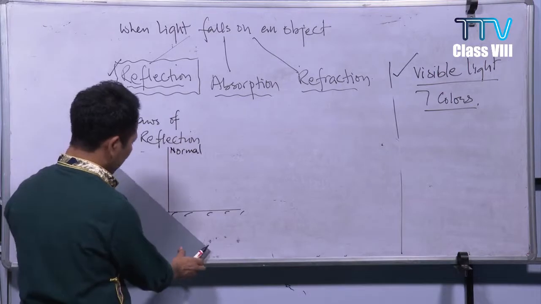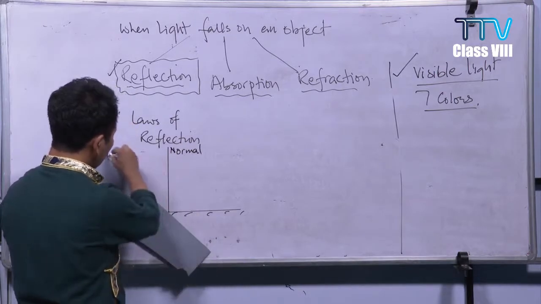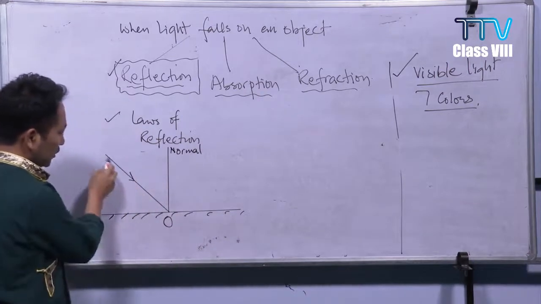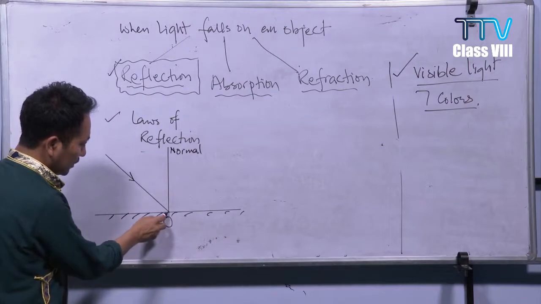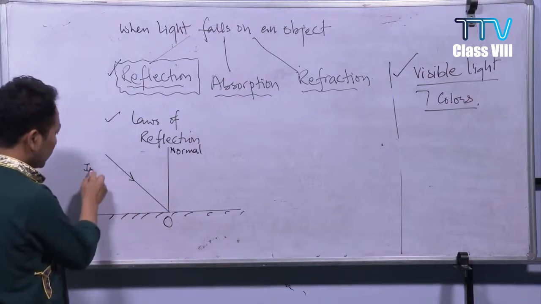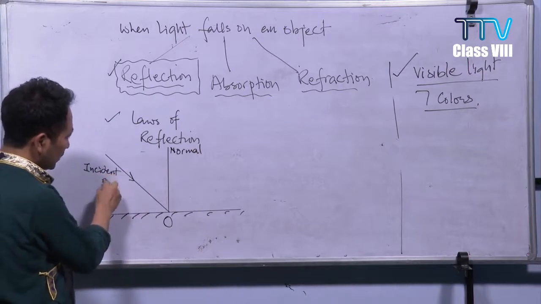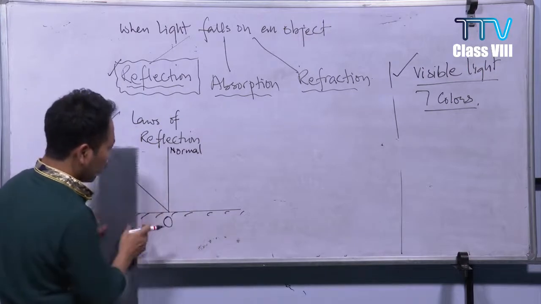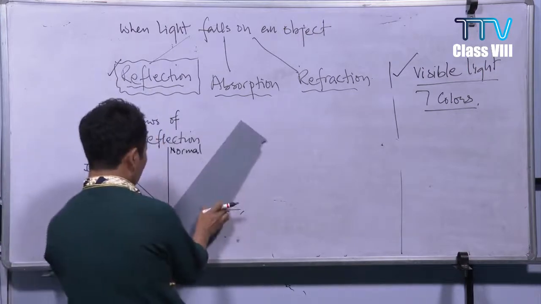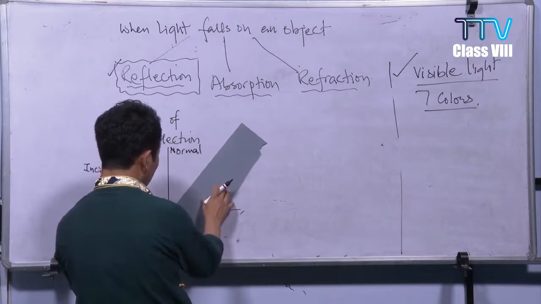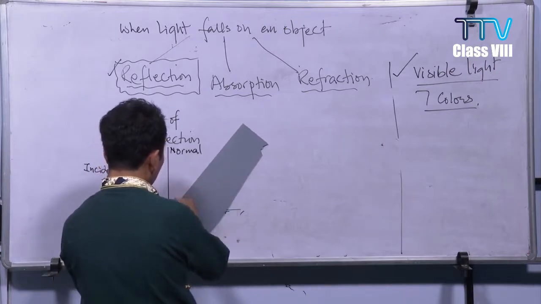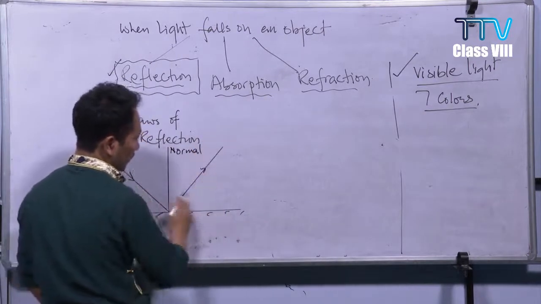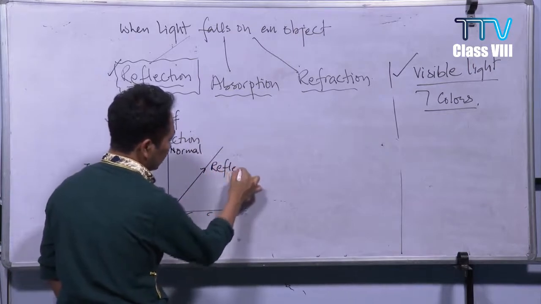Now let's say a ray is falling on the surface at the point of incidence. This ray is called the incident ray. A ray that is falling on the surface is called the incident ray. Let's say this is the ray that gets bounced off from the surface, and we call it a reflected ray.